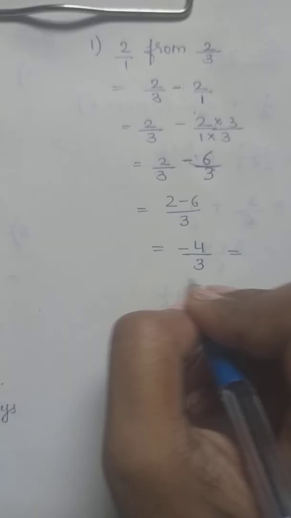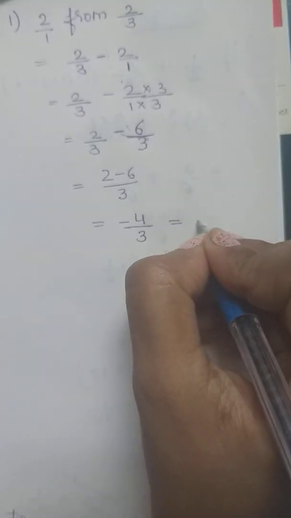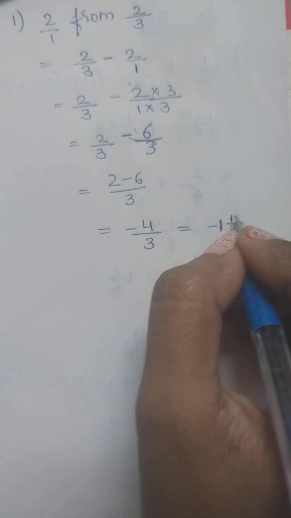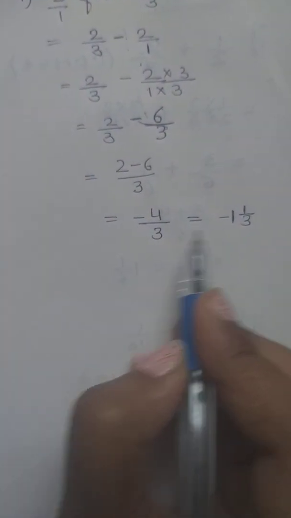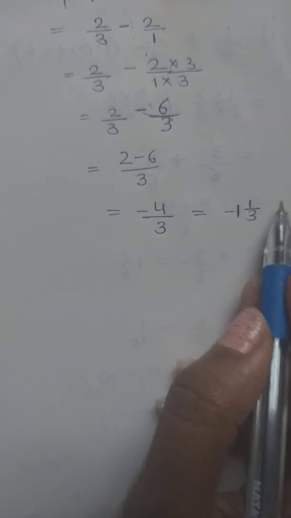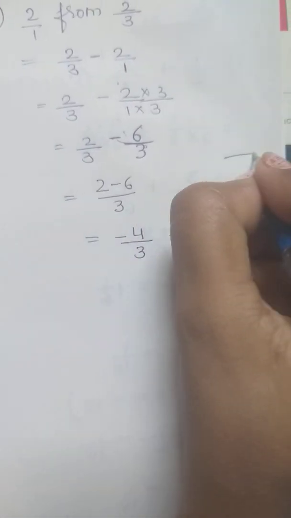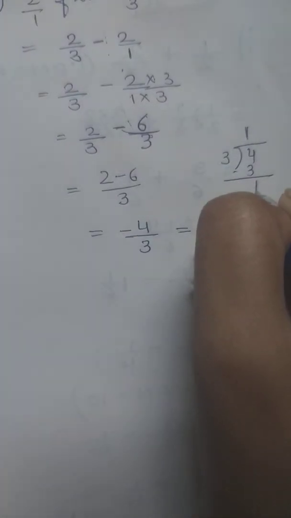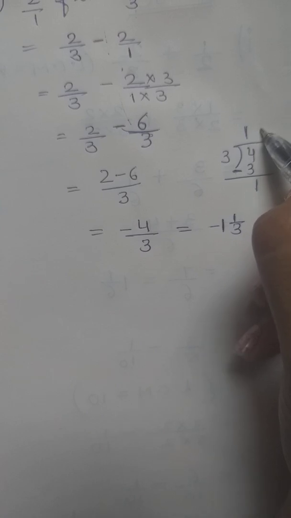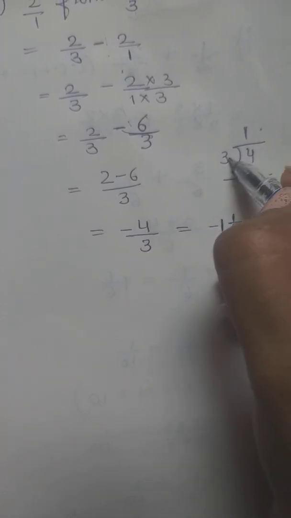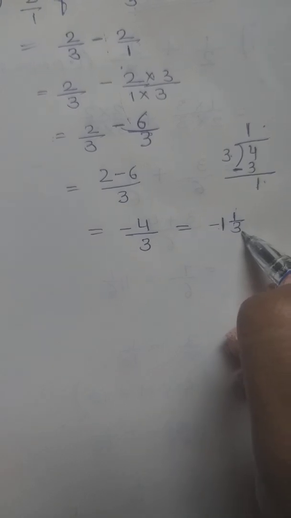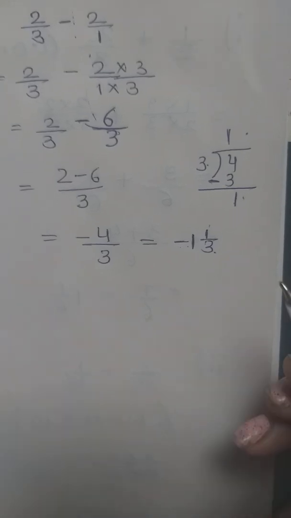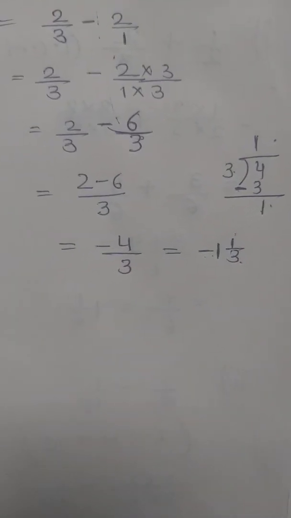So now convert into a mixed fraction. 3 ones are 3, 3 plus 1 is 4, 4 1 by 3. See, convert the improper fraction into a mixed fraction. I have taught you: quotient, remainder upon divisor, and this minus sign will come. Minus 1 1 by 3. This is how you have to do question number 3.